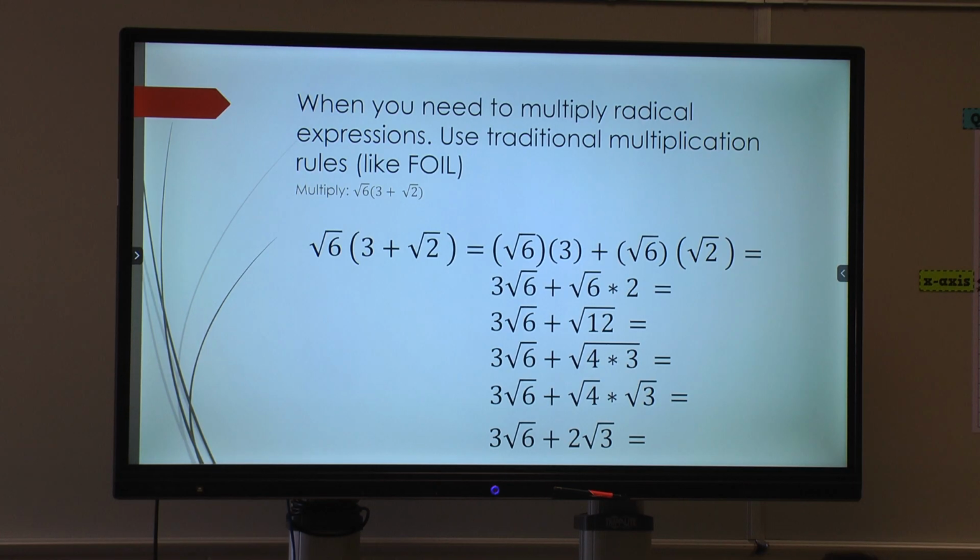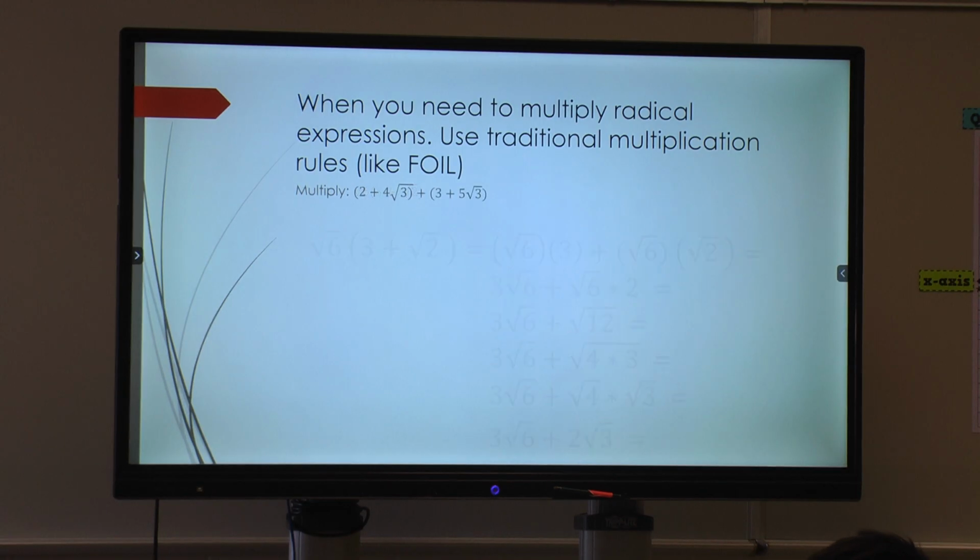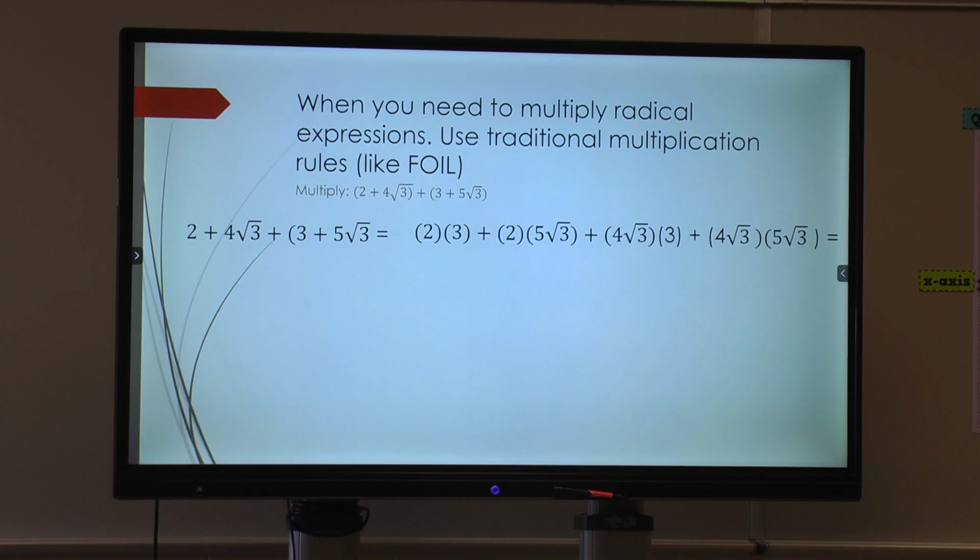So right here, we're going to multiply. We see that we have 2 plus 4 radical 3 times 3 plus radical 5. Now we're going to have to expand this.